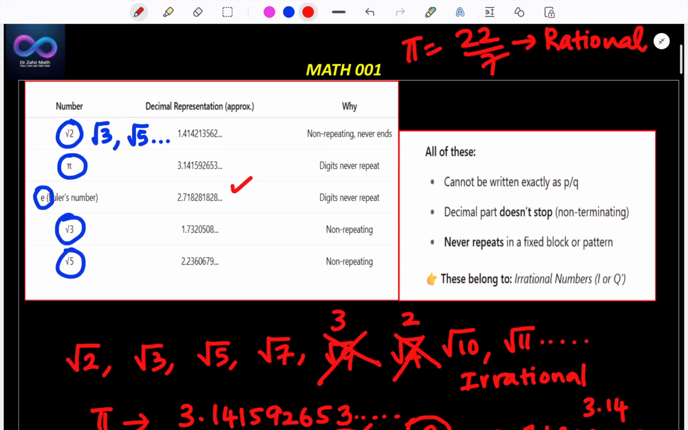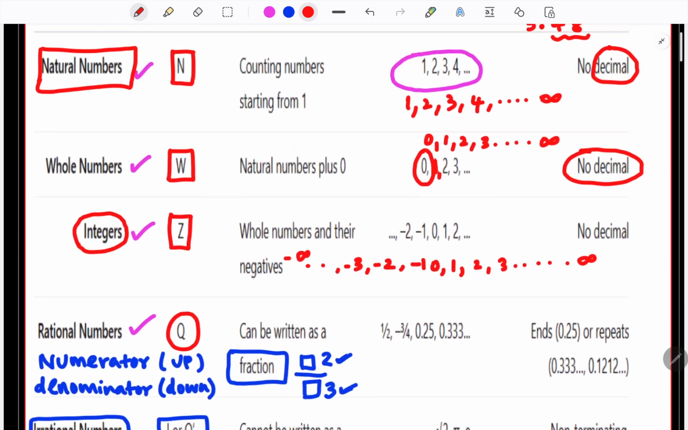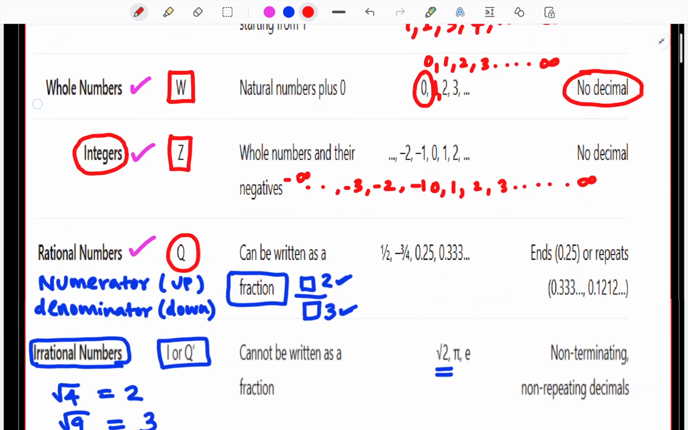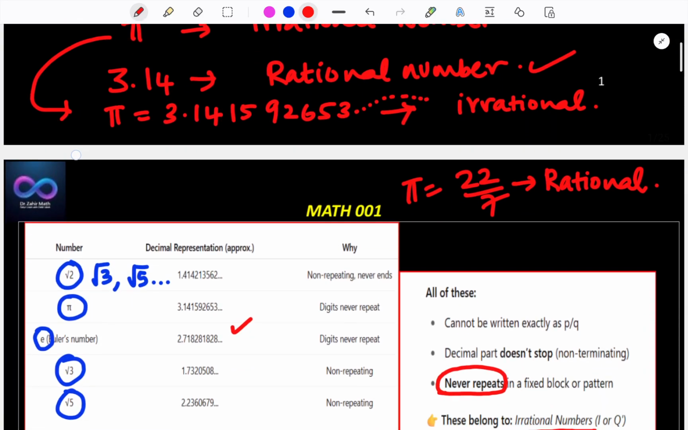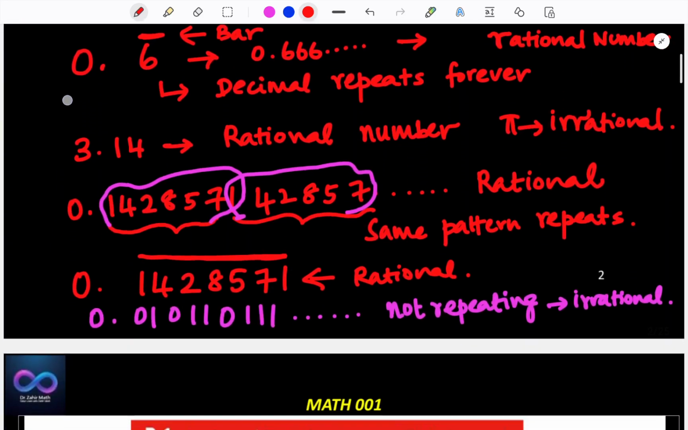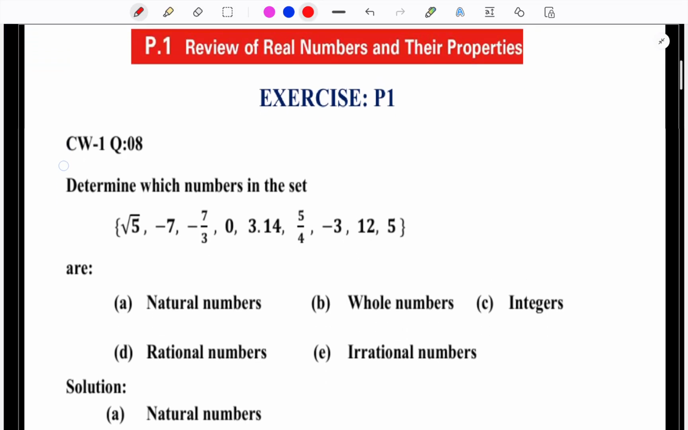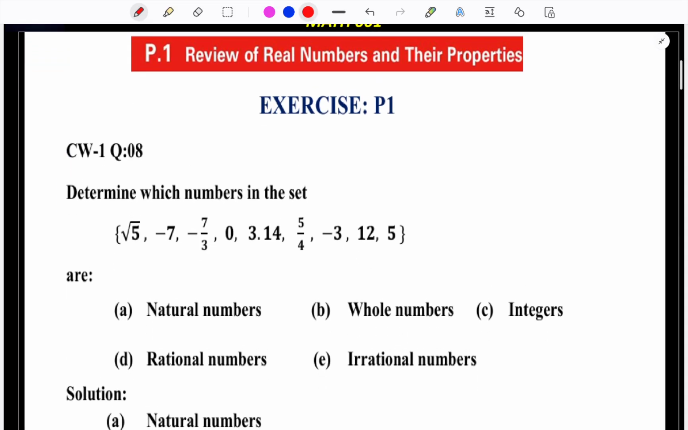Also, a few things I want to say: never repeats. Keep in your mind, repeat means it is coming again and again. So if it never repeats, it is called an irrational number. So all these introductions are clear: natural numbers, whole numbers, integers, and rational and irrational numbers. Okay, let's go and solve a few questions about this.